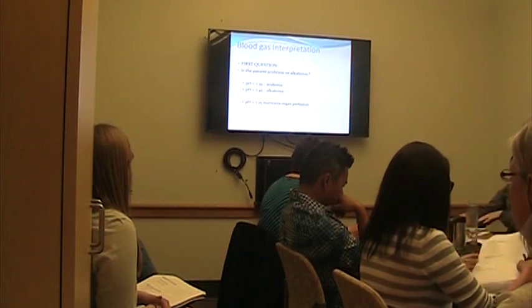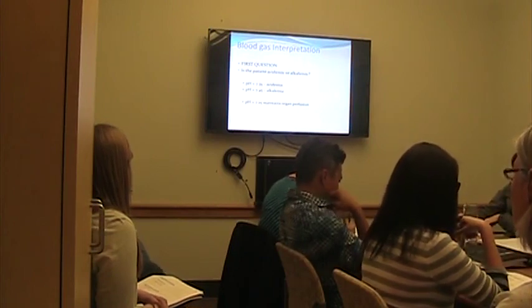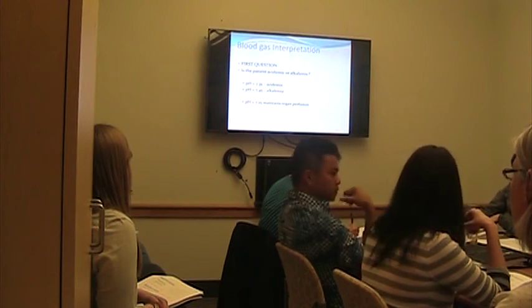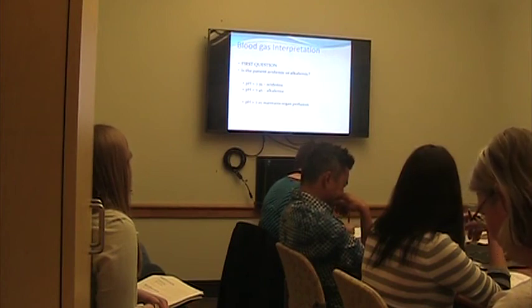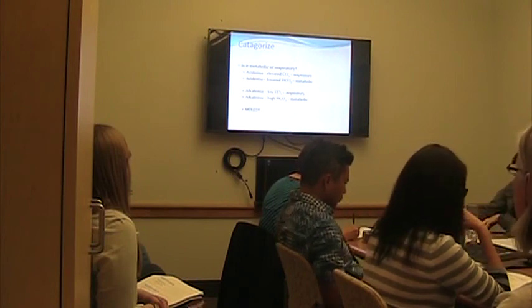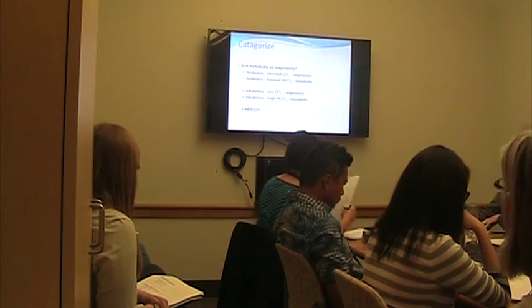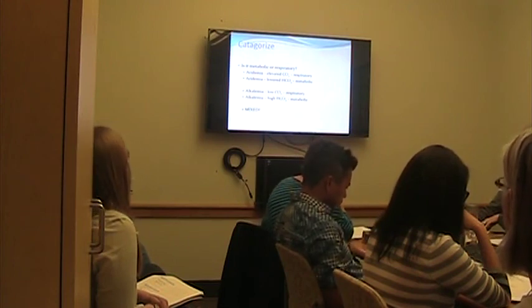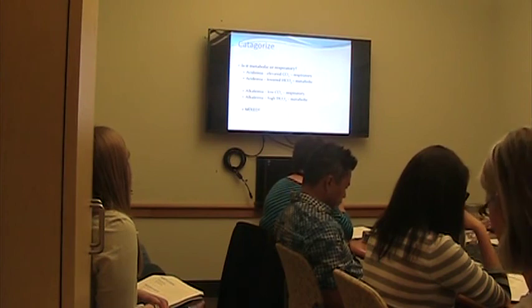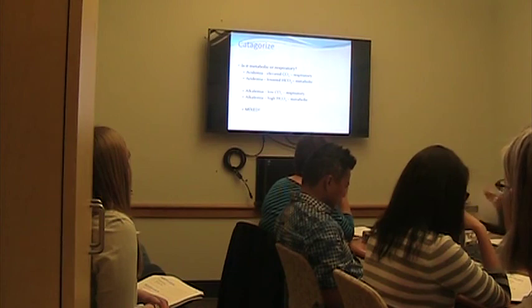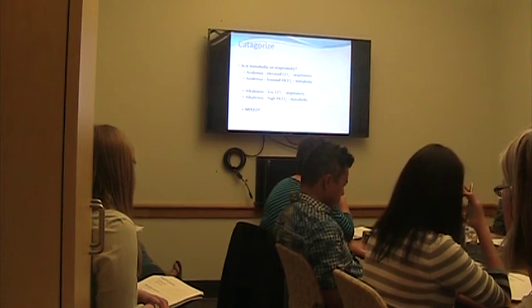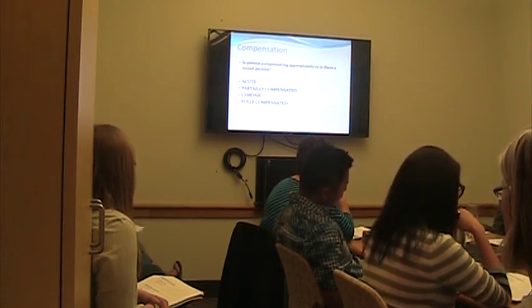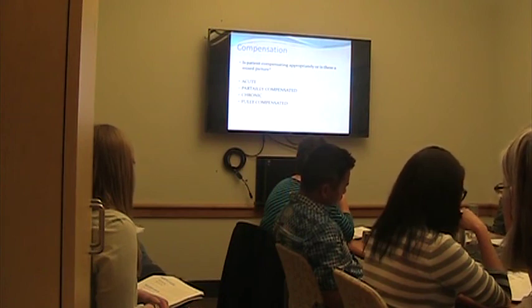So when I look at a blood gas, I look at 7.40, and is it on the acidotic side or the alkalotic side? The acidotic side would be anything less than 7.40. Then I'm going to look and see whether my CO2 is elevated or my bicarb is low for an acidosis. Or if it's alkalotic, greater than 7.40, I'm going to see whether my CO2 is low or my bicarb is high, or a combination. That's how I'm going to start my categorization.